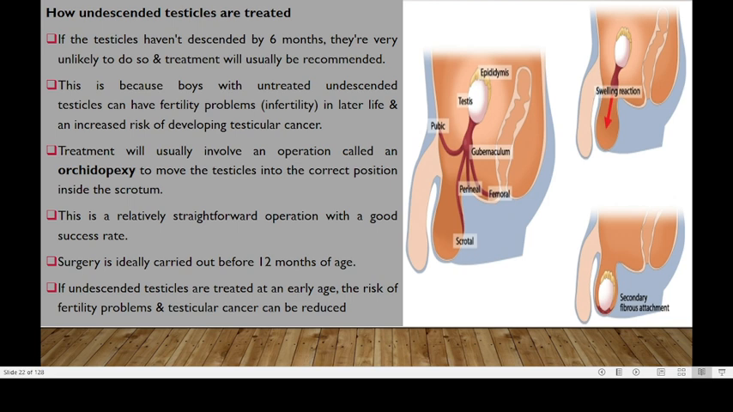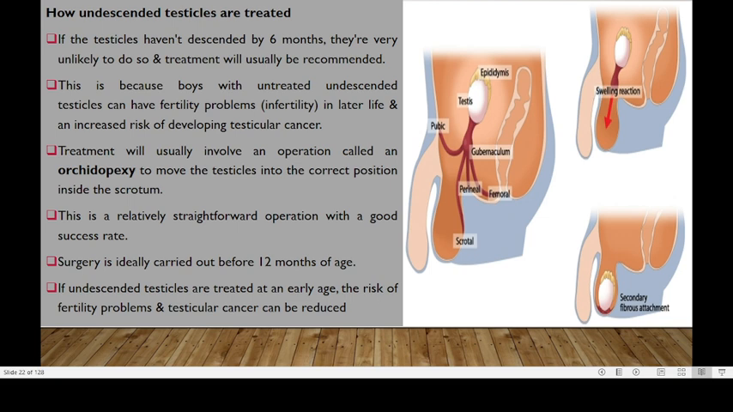If the testicles haven't descended by 6 months, they are very unlikely to do so. So treatment will usually be recommended. So remember, at 6 months, what are you giving the child in Kenya? You're giving vitamin A 100,000 international units, right? So that is when you're supposed to confirm that actually the testes have now descended. And this is because boys with untreated undescended testicles have fertility issues, so they are likely to suffer from infertility in later life, and an increased risk of developing testicular cancer.